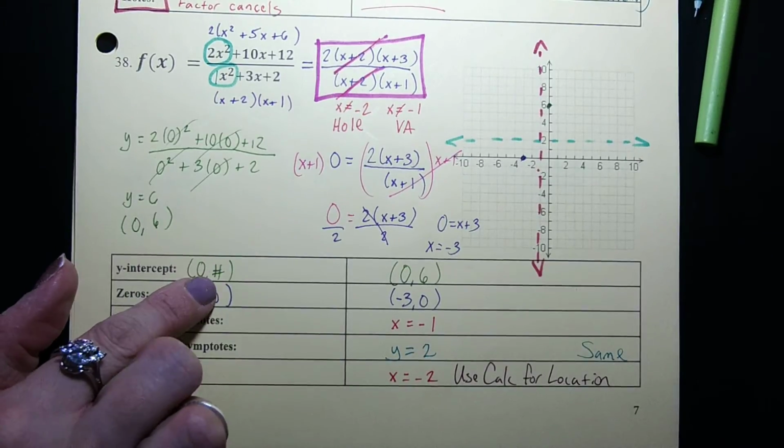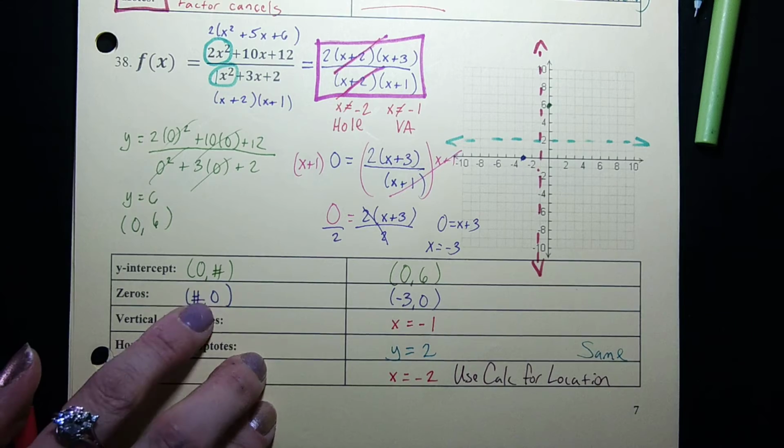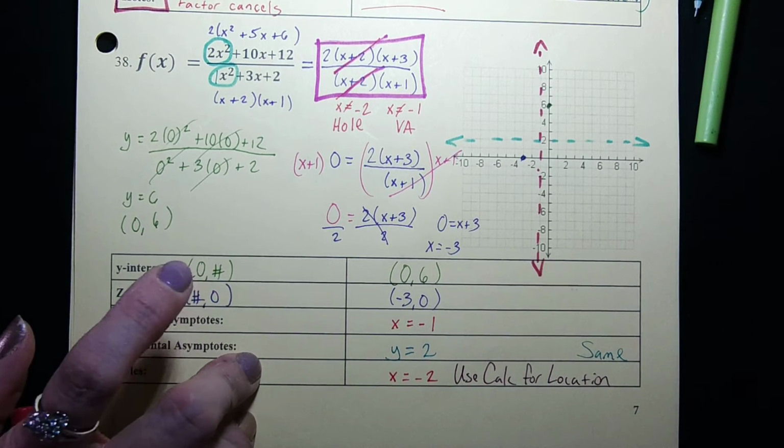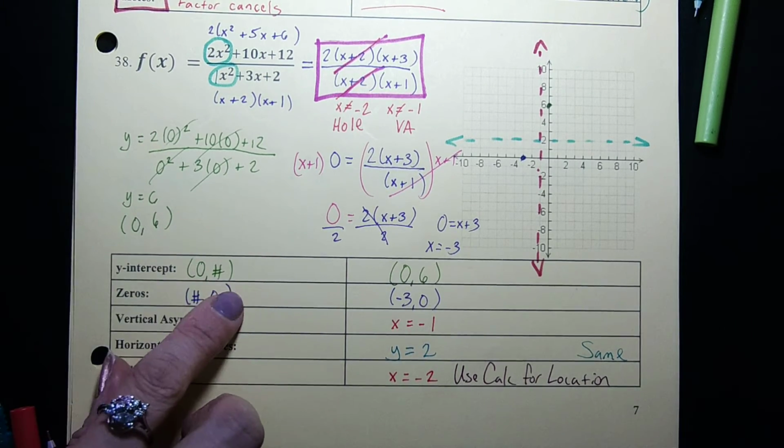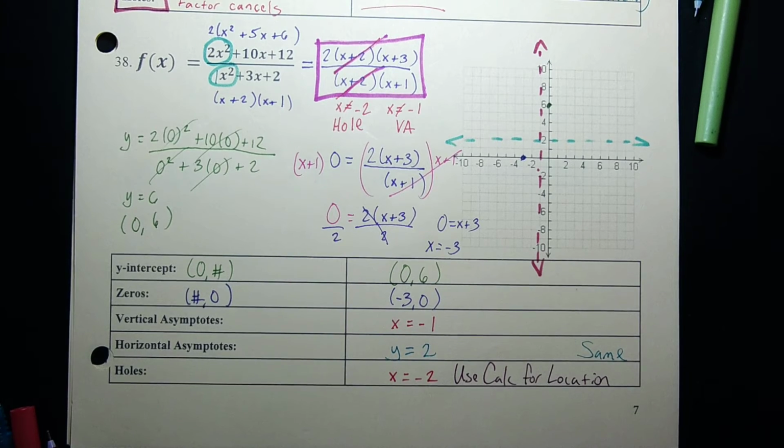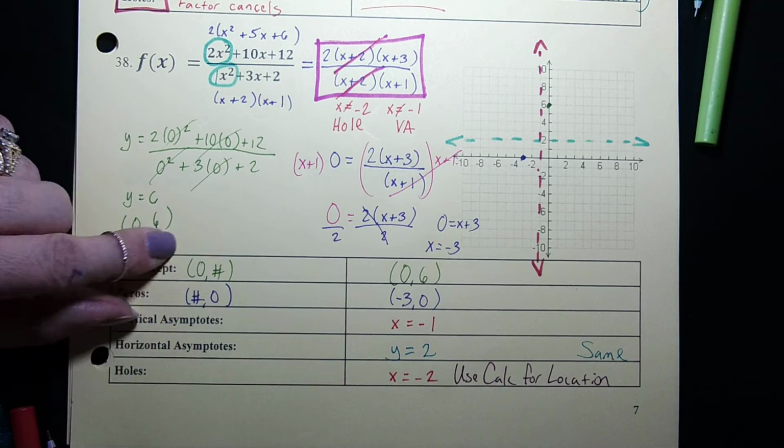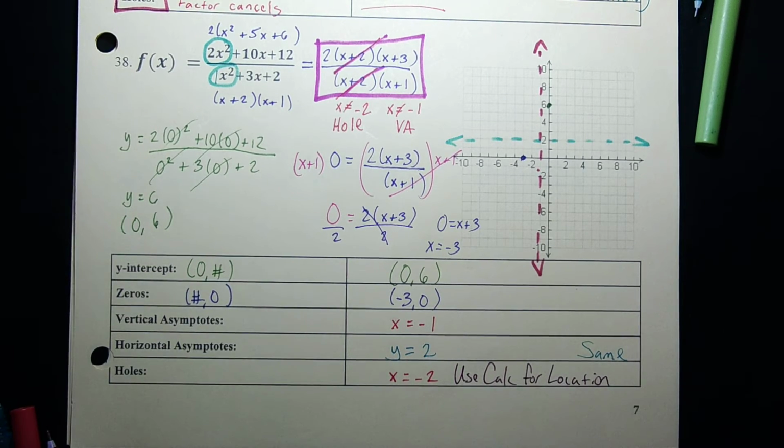So y-intercept is 0 in a number. 0 is your x-intercept, number and 0. Plug in 0 for the x, find the y-intercept. Plug in 0 for the y, find the x-intercept. So I always start with the skeletal form. Make sure you can keep those straight.